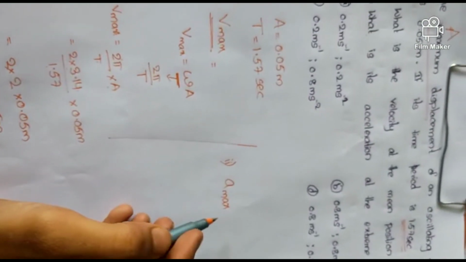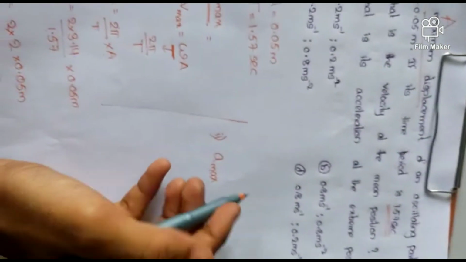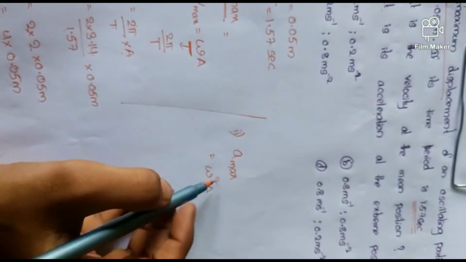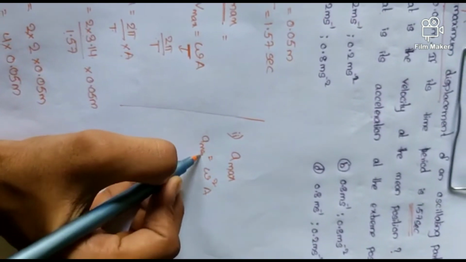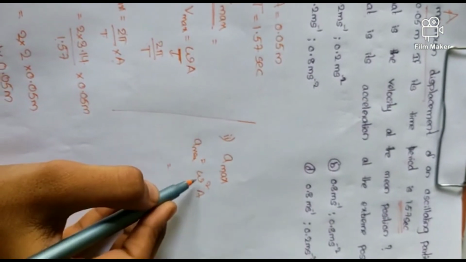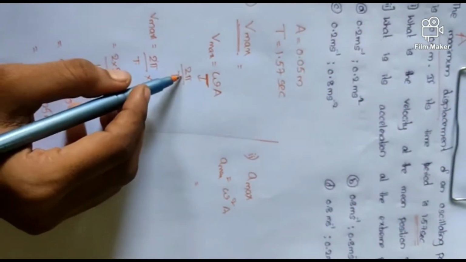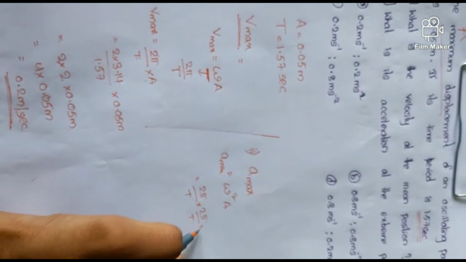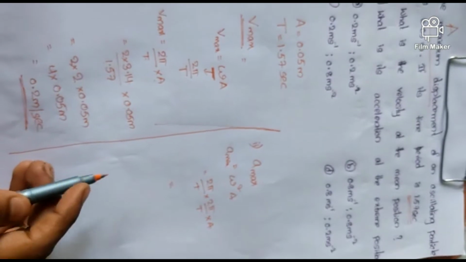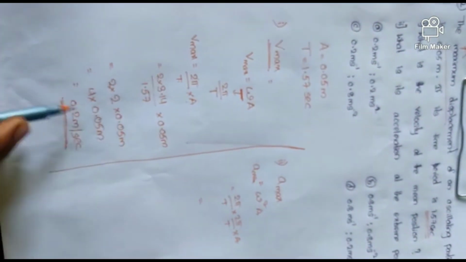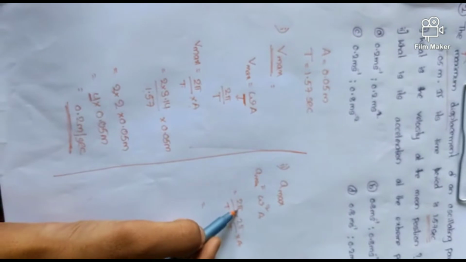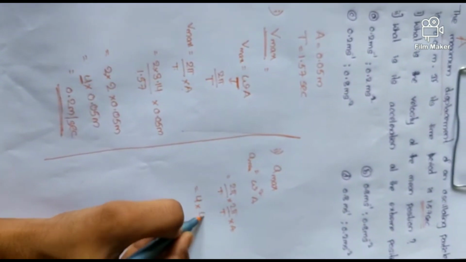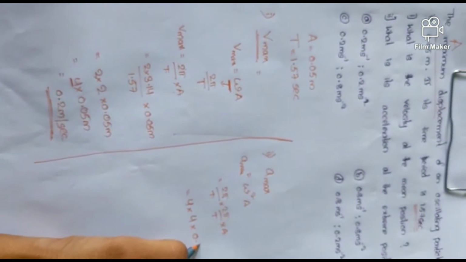And now let us see the Amax value. We have the formula Amax is equal to omega square A. We all know that Amax is equal to omega square A, and this omega we can substitute as 2 pi by T. Here we got the 2 pi by T value as 4, yes? So I am writing directly the 2 pi by T value as 4, into 4, into A value 0.05.